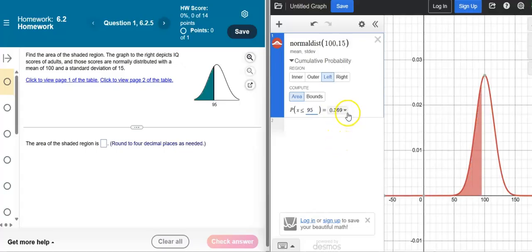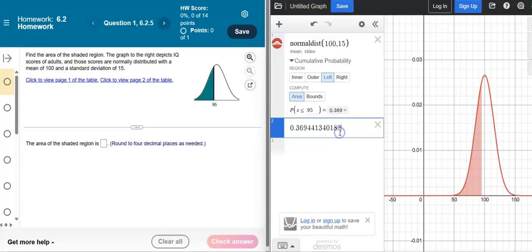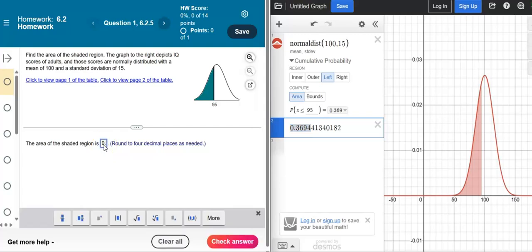So there it is. It wants 4 places, so I am going to have to click the down arrow, drop it down. There's 4 places. The next number is a 4, so I'll just drop off that 4, 1, 3, everything beyond the first 4. So there's my probability.